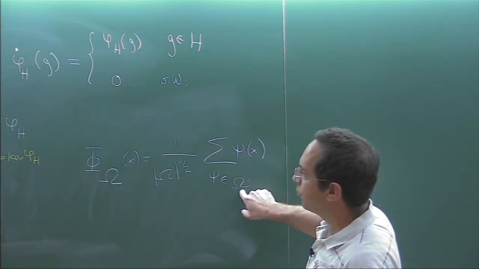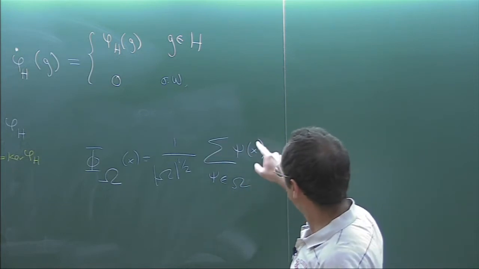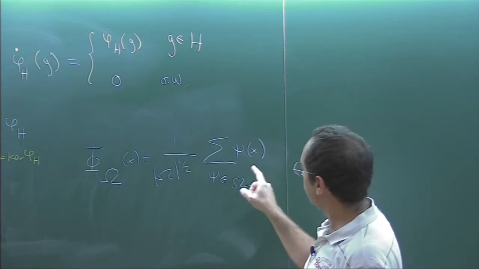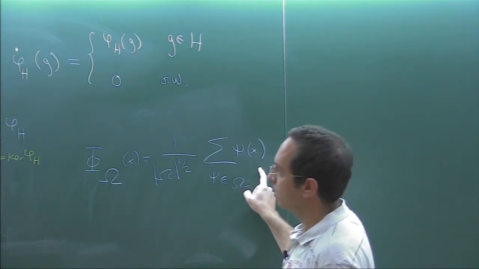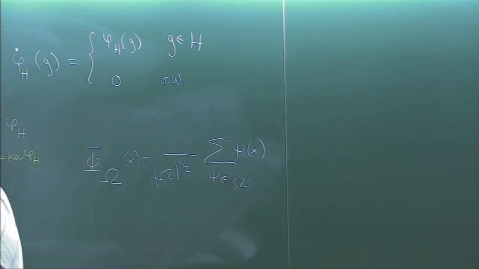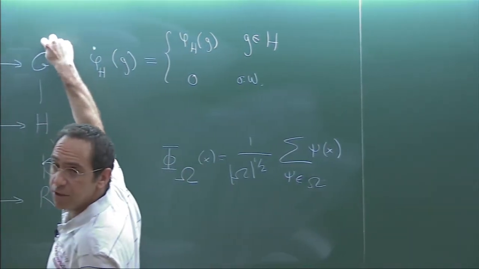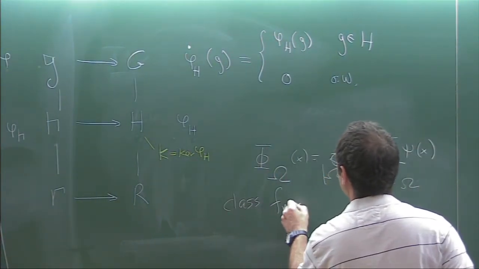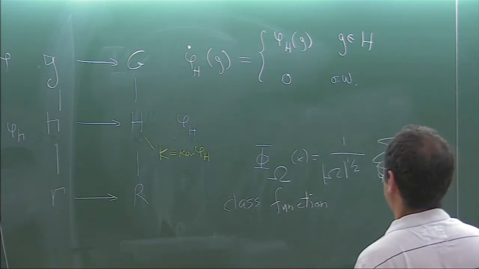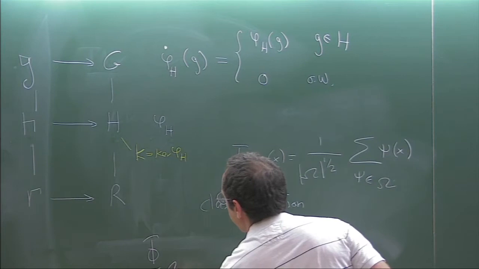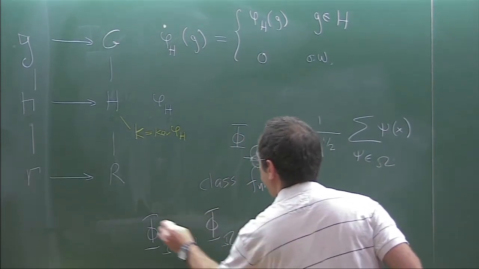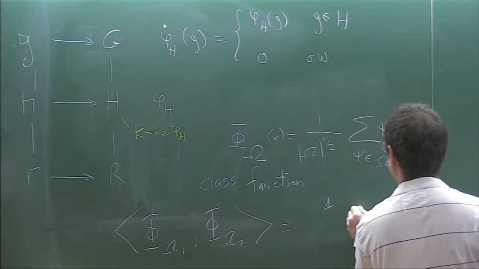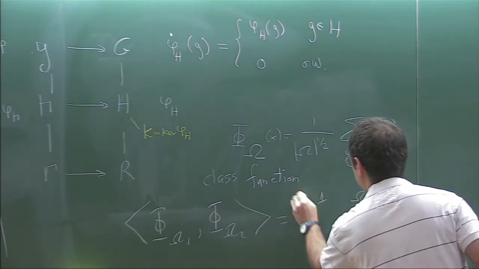So these are all linear characters of G, but we took them in an orbit. So this set is invariant under the group conjugation. And so this is a class function. It's a sum of characters here, but it defines a class function here. And phi omega 1, phi omega 2, inner product is 1 if they are equal, 0 if not.